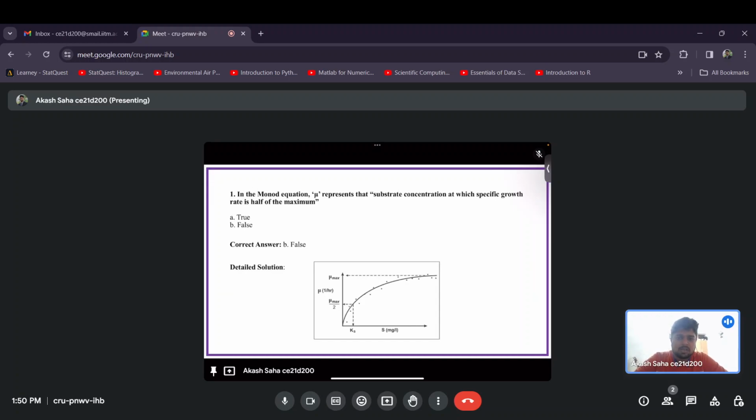And when the specific growth rate mu is equal to half of the maximum, that is mu max by 2, the corresponding substrate concentration is called the half saturation concentration or half saturation constant, which is represented by Ks in this figure. Okay, so according to this question, this is a false statement. I hope you have understood the problem. Now we will move on to the next question.